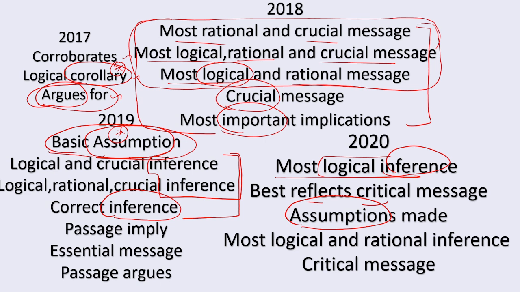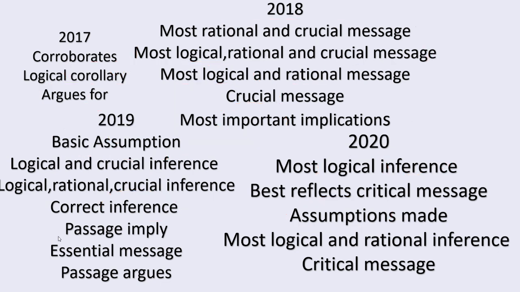These are the technical terms, yesterday we saw keywords. So we have to look for keywords. These are the keywords they are asking in reading comprehension. After the passage, they are asking what corroborates, what is the logical corollary, what is the crucial message, what is the important implication, what are all the assumptions made, what are all the logical inferences made. In the next video we will see the detail about quants and reasoning, and with examples we will see what corroborates and what corollary mean.